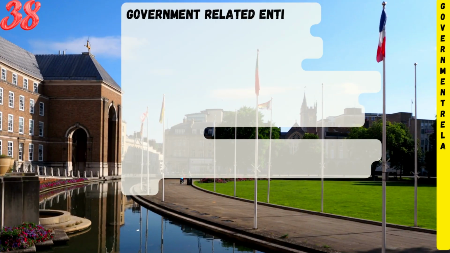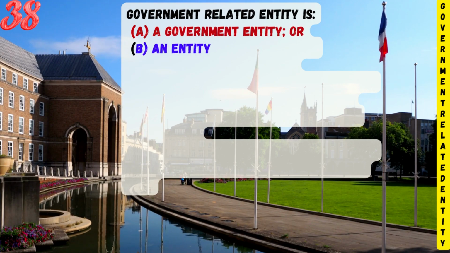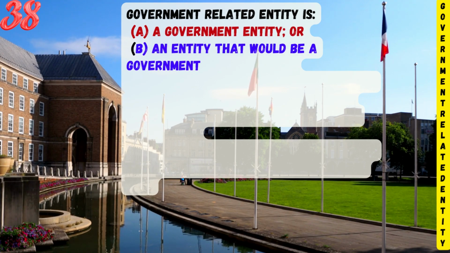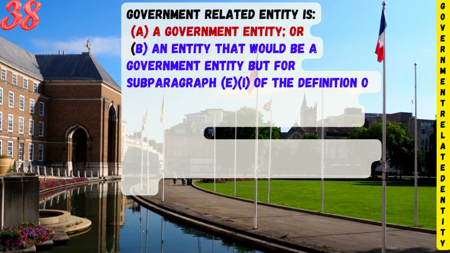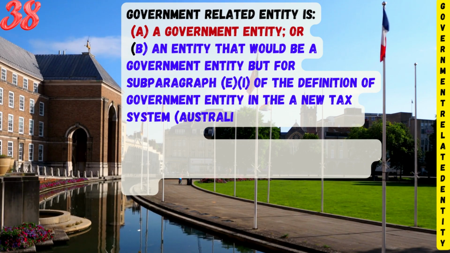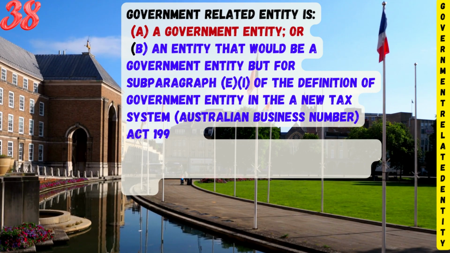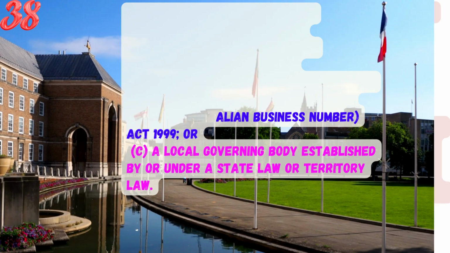Word 35. Government-related entity is A. A government entity, or B. An entity that would be a government entity but for subparagraph E.I. of the definition of government entity in the A New Tax System (Australian Business Number) Act 1999, or C. A local governing body established by or under a state law or territory law.